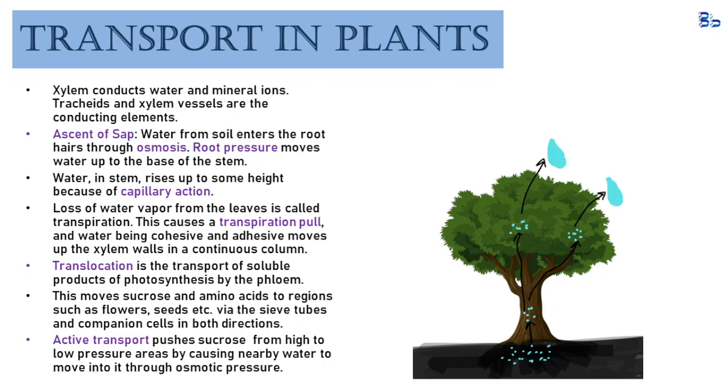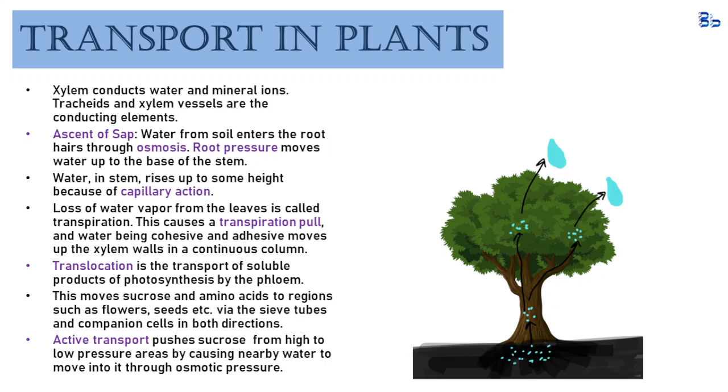The process by which water enters the soil, the root, and goes to the top of the leaf, this entire process is called the ascent of sap. It is going to start with osmosis. So we all know that water travels from a region of high to low concentration, and in this case the soil is going to have the high concentration and the root hair cells are going to have the low concentration.